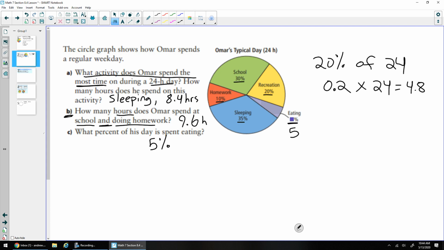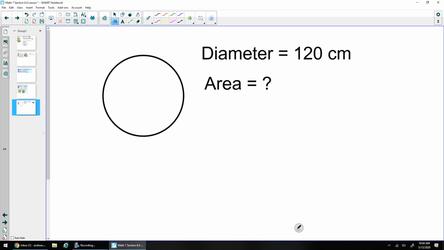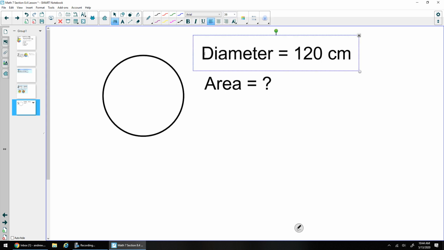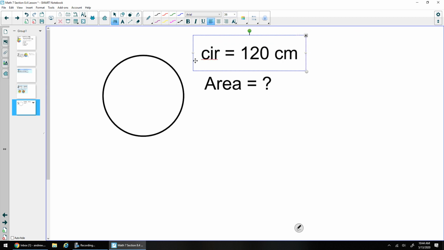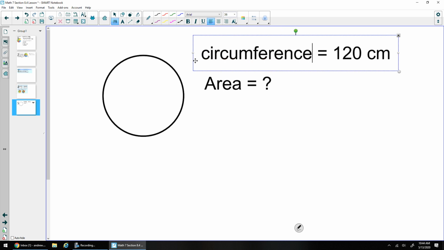Okay, just a quick review on circles and area, going back to the last section. We have a circumference, I want to call this a circumference. The circumference is 120 centimeters. So if the circumference is 120 centimeters, what is the area?